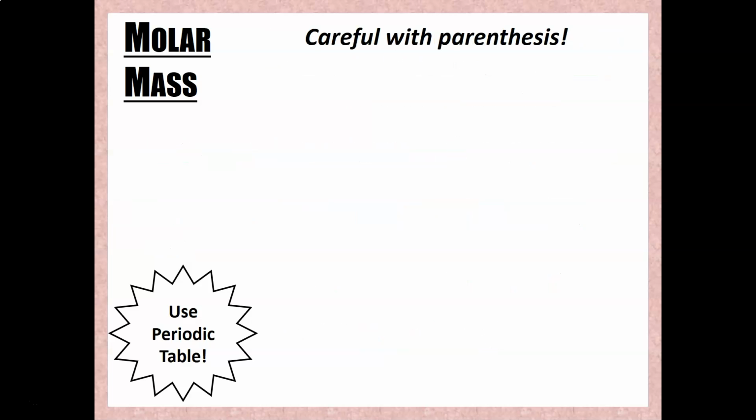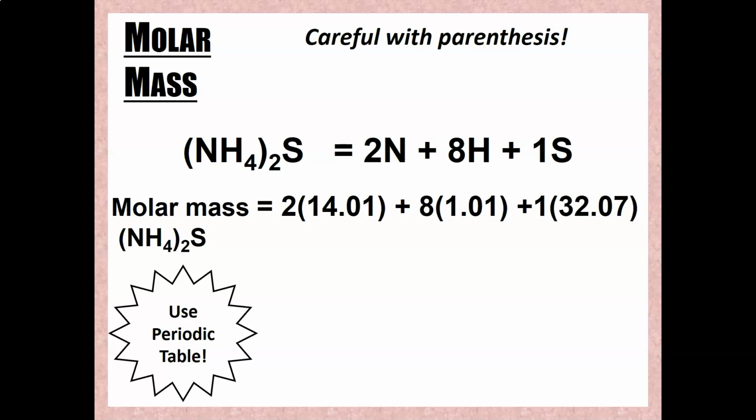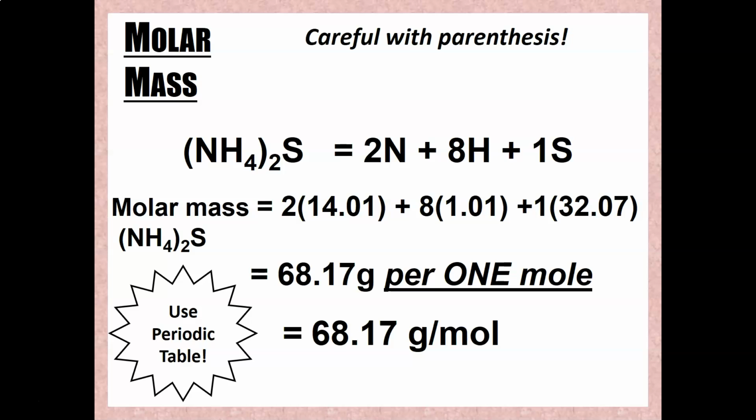One thing is you got to be a little bit careful with parentheses. So for example, you can see here that we have 2 because we have parentheses here. We have to distribute. We have 2 nitrogens. We have 8 hydrogens. We only have 1 sulfur because it's outside the parentheses. So I find those masses on the periodic table. I add them up. I punch it into my calculator. And I find out that the molar mass of ammonium sulfide is 68.17 grams per mole.